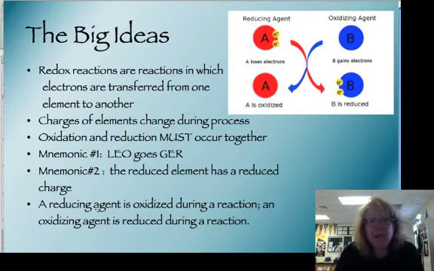There you go. And then last but not least, the reducing agent and the oxidizing agent are reactants. So a reducing agent is the reactant that is oxidized, and the oxidizing agent is the one that is reduced. I know it's backwards, but I didn't make up the names.